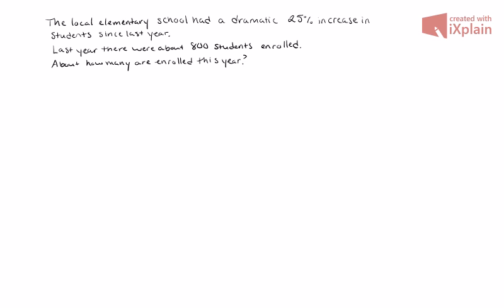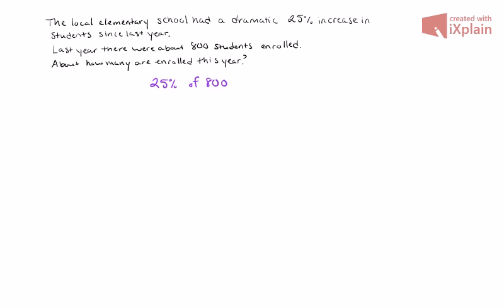So essentially, before we can find out the grand total of students, we need to find out how many are currently in the school. We know how many were there last year, but now we need to find out the current count. So in order to do that, we need to find out 25% of 800. That's going to tell me exactly how many new students are coming in through the door.